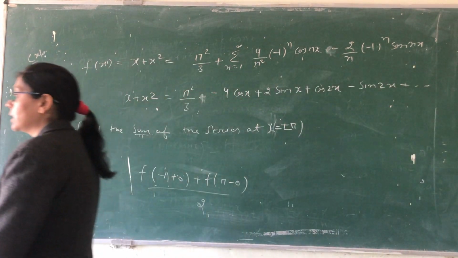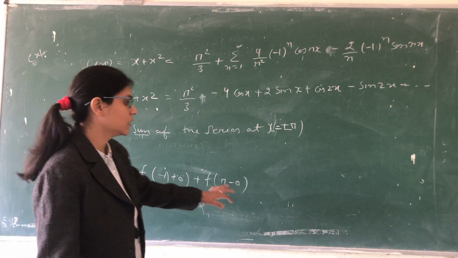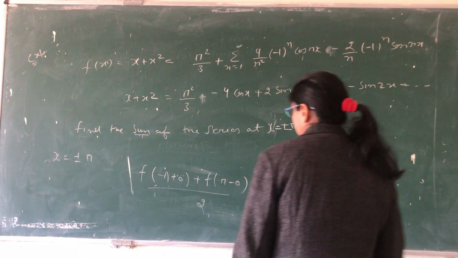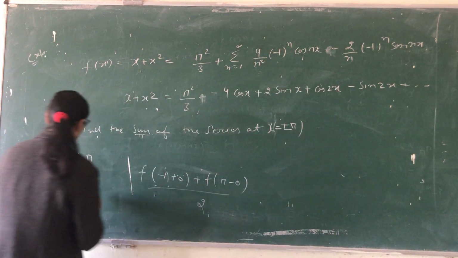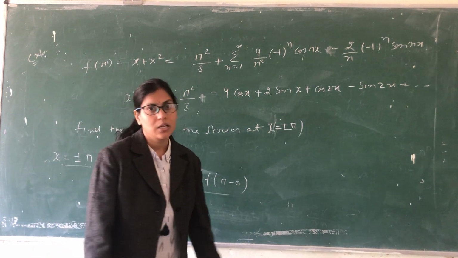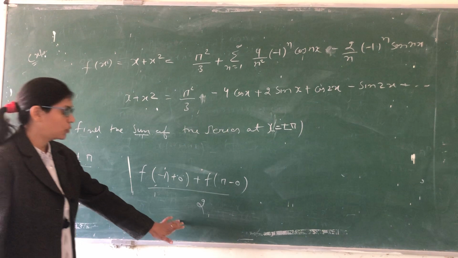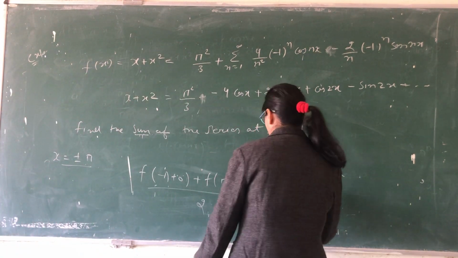ये तब होता है जब वो डिरिचलेट कंडीशन को सेटिस्फाई करती है. मींस फूरियर सीरीज डिरिचलेट कंडीशन को सेटिस्फाई करती है. हेंस द सम ऑफ द सीरीज एट द पॉइंट x इक्वल्स टू प्लस माइनस पाई इज डिफाइंड बाय f ऑफ माइनस पाई प्लस 0 प्लस f ऑफ पाई माइनस 0 ओवर 2. ये फंक्शन का सम होता है.